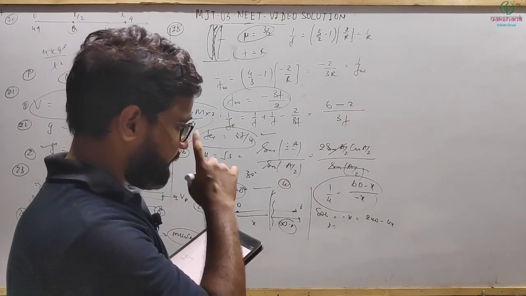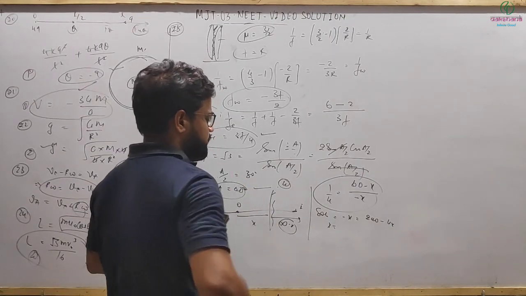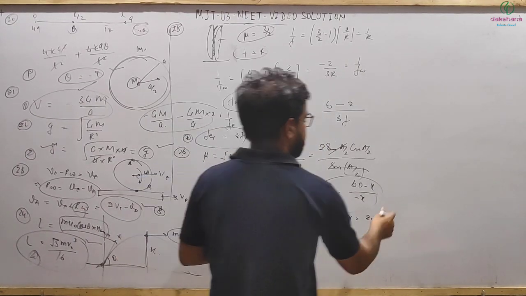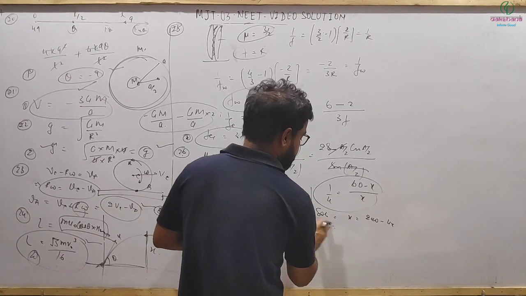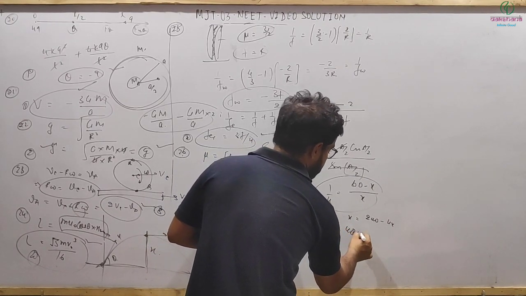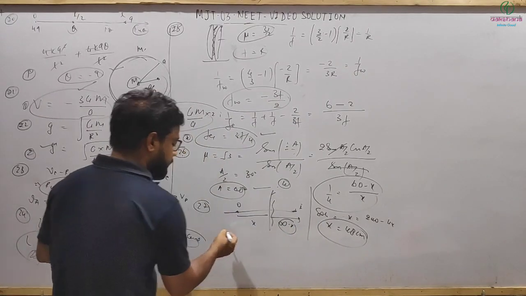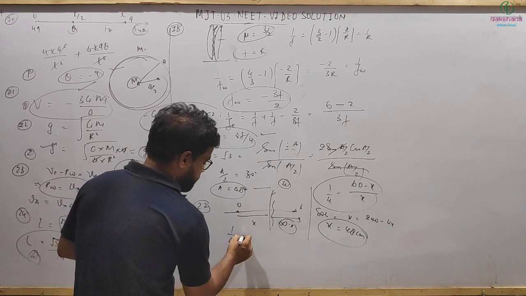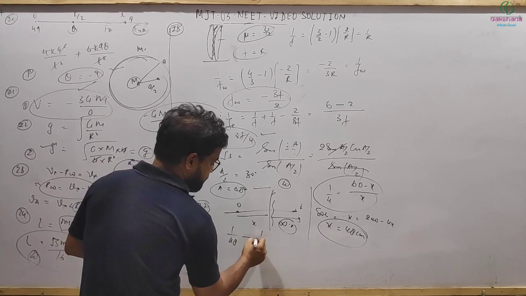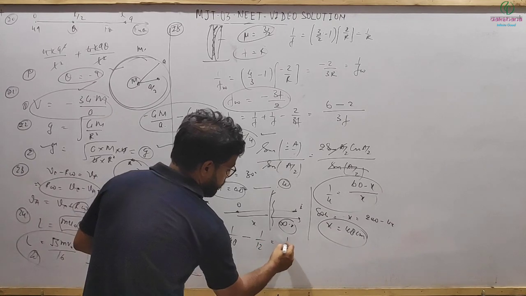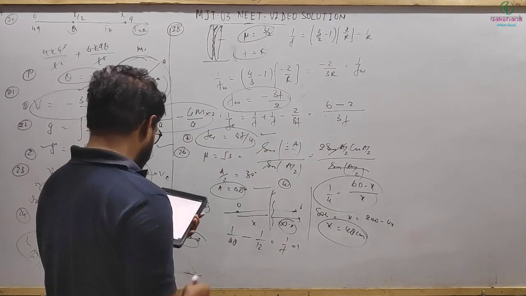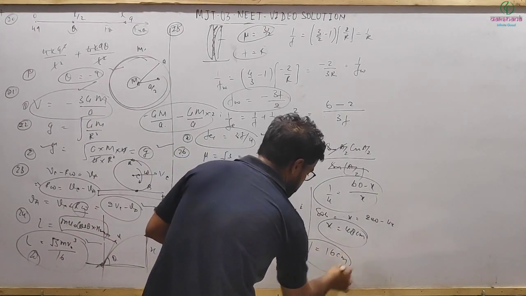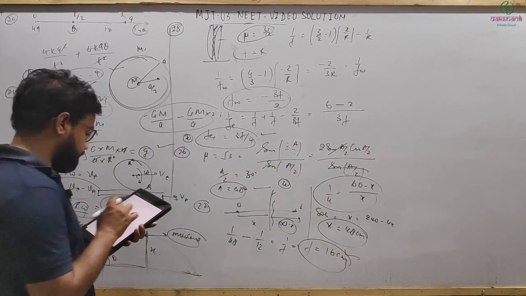So, 24. The magnification should not be negative. This implies X is 48 centimeter. Now we can substitute it here. So 1 by V, that is 48 positive, minus this is minus 1 by 12, equal to 1 by F. Solving it, we are getting F is equal to 16 centimeter. This is the answer, matching with option number 4.